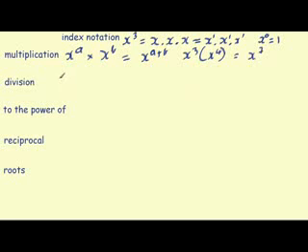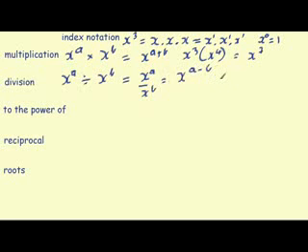Division. x to the power a divided by x to the power b equals x to the power a over b, which is the same as x to the power a minus b.